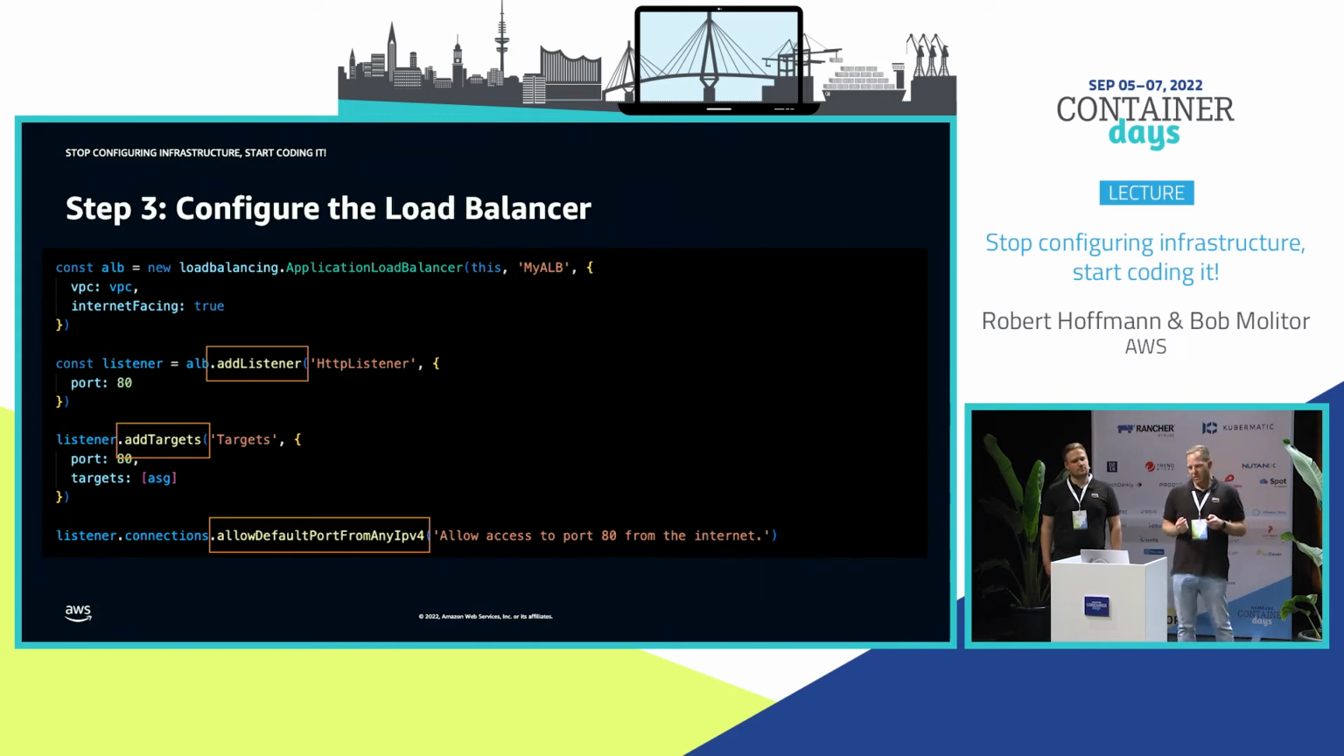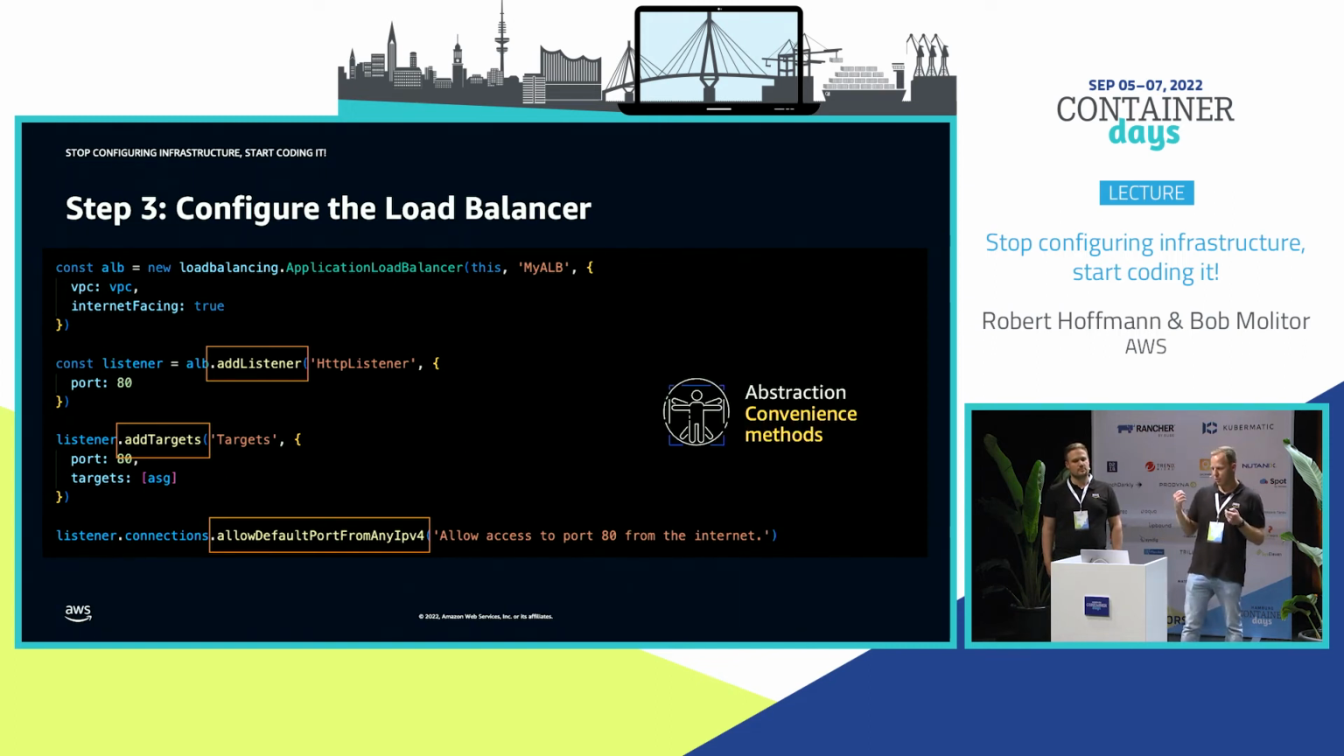What I'm really excited about and what I want to point out here is that it's super clear to read. It's understandable for everybody. I believe when you look at it, there is no magic in it. It's also a pretty simple example probably. But here it's add listener, add targets, allow default port. I believe everybody, whether you're a software engineer or not, can read it. And in the moment where I used it the first time, I was very excited about how easily we can use convenient methods here.